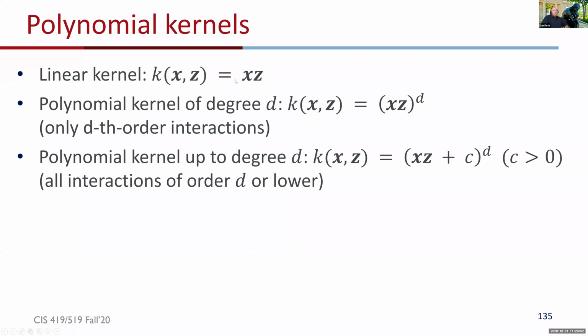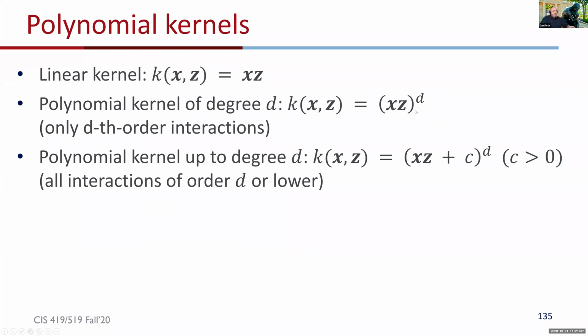Okay, let's give some other examples. You can have a linear kernel. This is just the dot product of X and Z. Of course, it's a kernel because it's just a dot product. You can have a polynomial kernel of degree D, which is the dot product of the original space vectors to the power of D. The example I showed you is with D equal 2. You can have a polynomial kernel of up to degree D, which is the dot product of xz plus some constant. This can be 1, to the power of D.